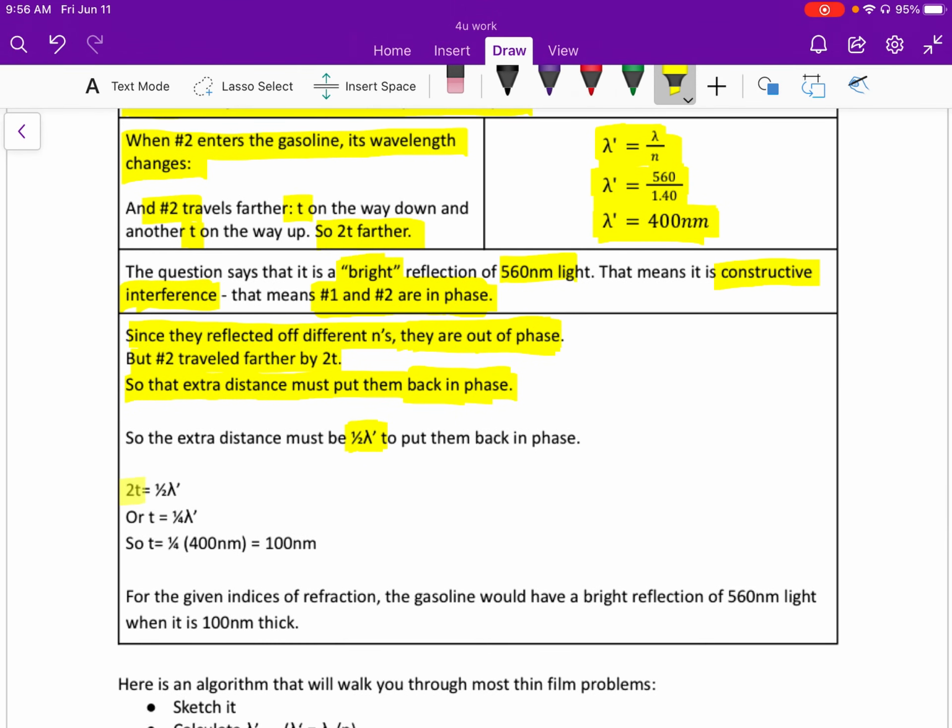Now we can kind of finish it off. The 2t, the extra distance, must be half a wavelength, or if we flip that 2 in front of the t to the other side, the thickness must be a quarter of the wavelength. I cooked up nice numbers. The wavelength was 400, so the thickness must be a quarter of 400, which is 100. So our answer is 100 nanometers thick.